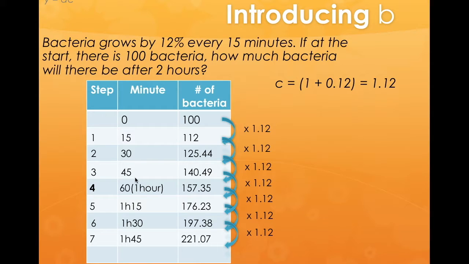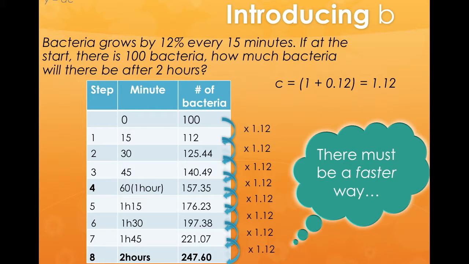So 15, 30, 45, 60, then an hour 15, then an hour and 30, then an hour and 45. And we keep multiplying our numbers by the multiplicative factor until finally, after 8 steps, we reached 2 hours, and we find out that after 2 hours, the number of bacteria will be 247.60 bacteria. There actually needs to be a faster way, because imagine if I had given you something like 4 hours. You would have had to do this table and have all the 15s going by 15 up until you reach 4 hours. There's a faster way.